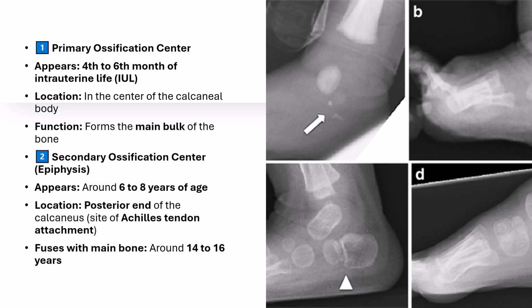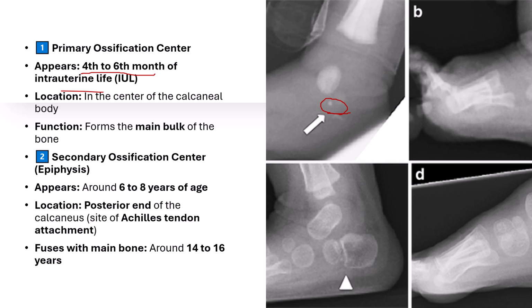So the primary ossification center, we can see here the structure of the first primary ossification center, and these are the stages of the primary ossification center. The primary ossification center appears in the 4th to 6th month of intrauterine life. In location, it is the center of the calcaneal bone, the body of the calcaneus, and it forms the main bulk of the bone.